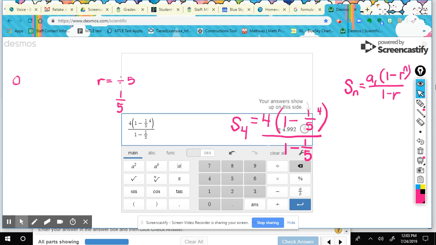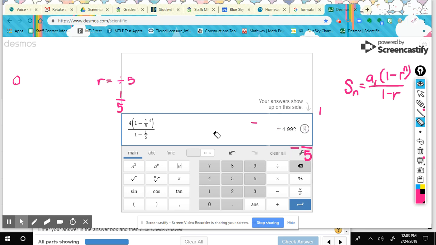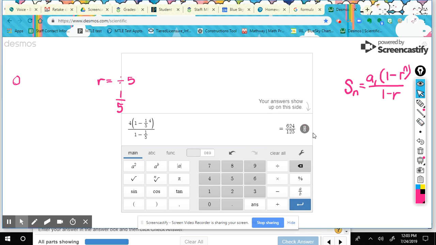And check it out. Look what's here. I'm going to erase this formula. It's going to tell me this decimal, but Desmos is awesome because all you got to do, bam. So I don't know if they want decimal or fraction. So we're going to give them both. 624 over 125. And then let's hit it again. 4.992.